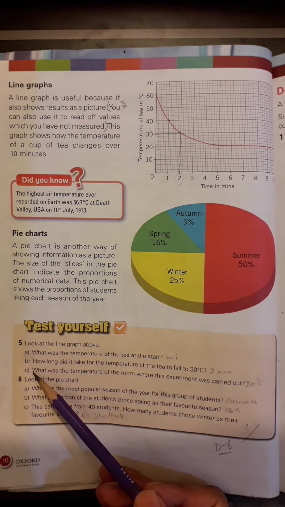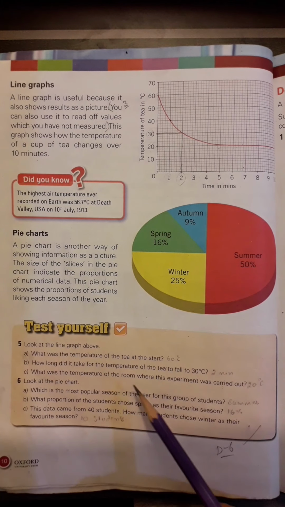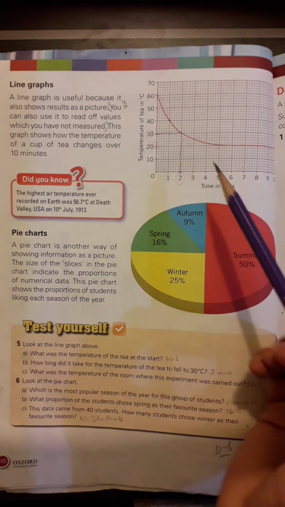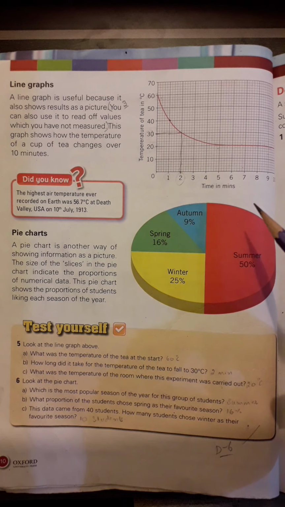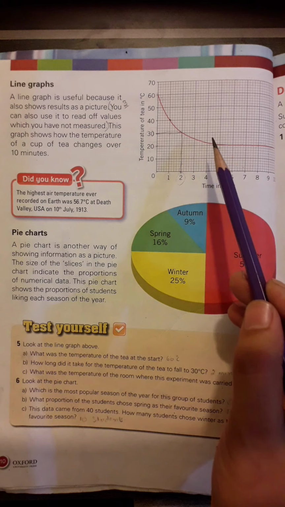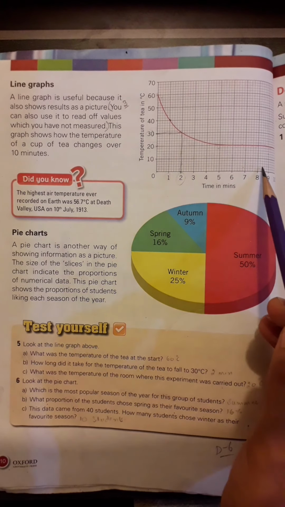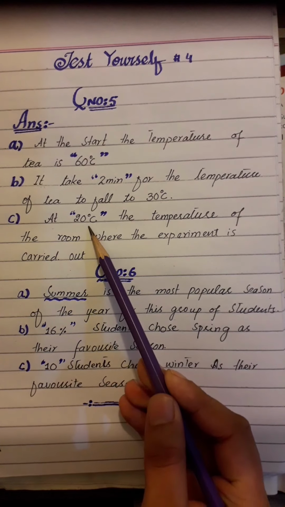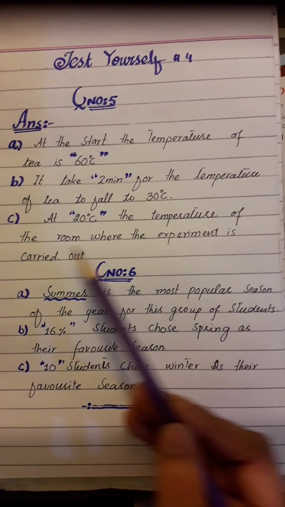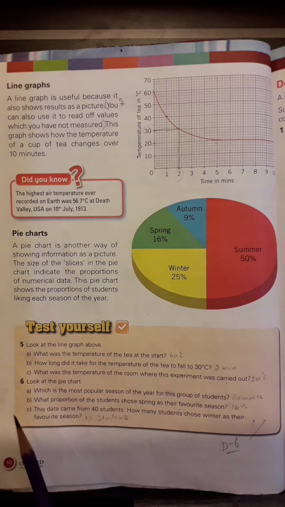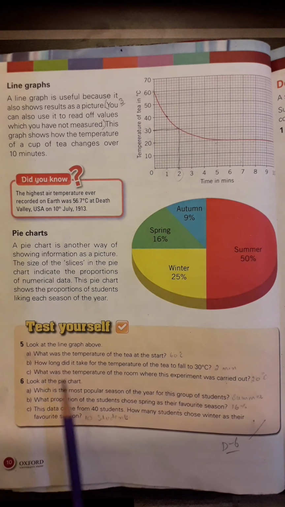Question number 5, C part is, what was the temperature of the room where the experiment was carried out? Students, where the temperature of the tea remains constant, there is the room temperature, because after this temperature, the temperature of the tea cannot decrease. So the answer to this question is 20 degrees Celsius, the temperature of the room where the experiment was carried out. Question number 6, look at the pie chart.